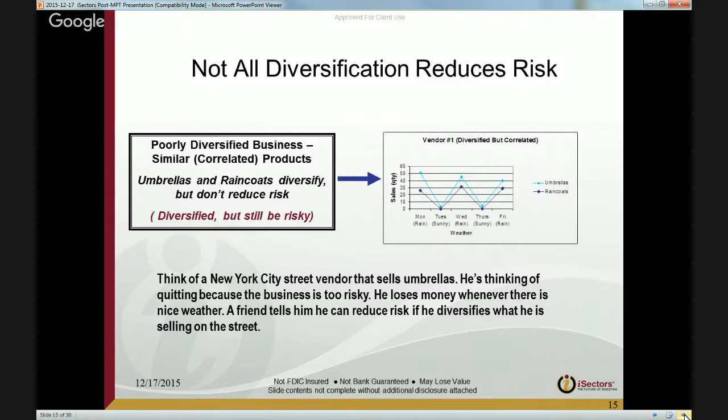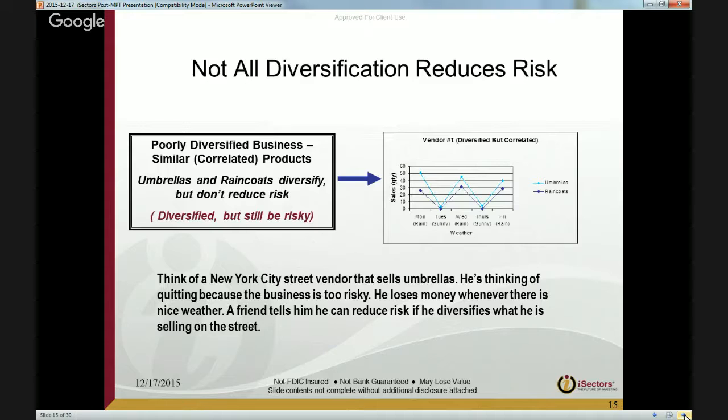So this vendor would be kind of similar to someone investing in a broadly diversified portfolio of cap style weighted asset classes. Yes, those asset classes are different from one another, but they're too highly similar to reduce risk when the weather changes or when there's changes in stock market volatility.